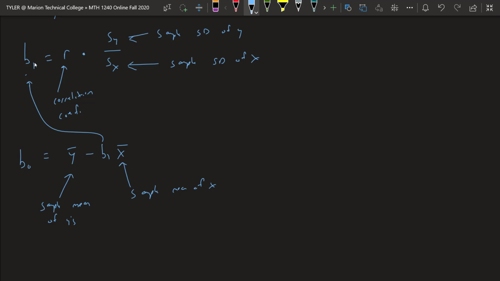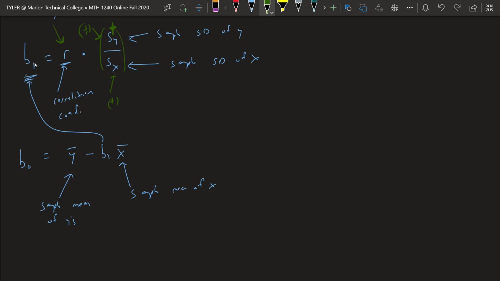Something else I want you to think about, looking at the slope b sub 1 and the r value, is that the standard deviation of y and the standard deviation of x are always going to be positive. A positive number divided by a positive number is positive, so it's not going to influence the sign of b sub 1. What's going to influence it is the sign of r.